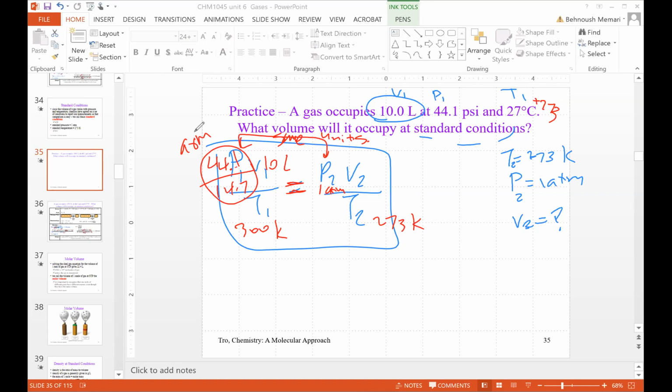So units don't have to be ATM, but they have to be the same on both sides. If one side is ATM, the other one also has to be ATM. If one side is PSI, the other side also has to be PSI. So these are the diagnostics, what you need to do in order to get the right answer for the question.